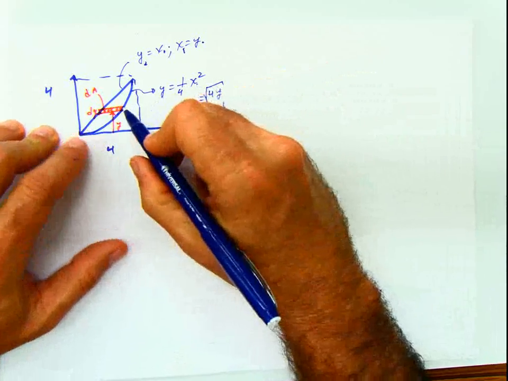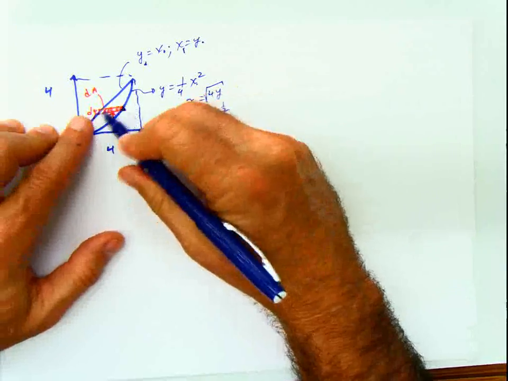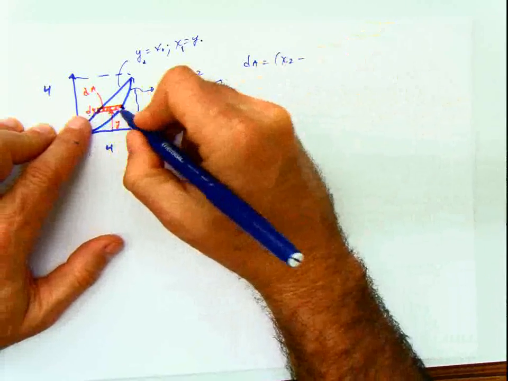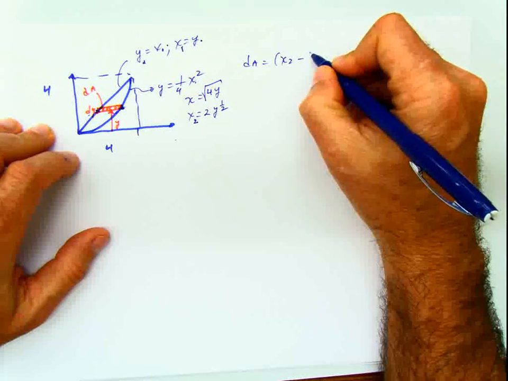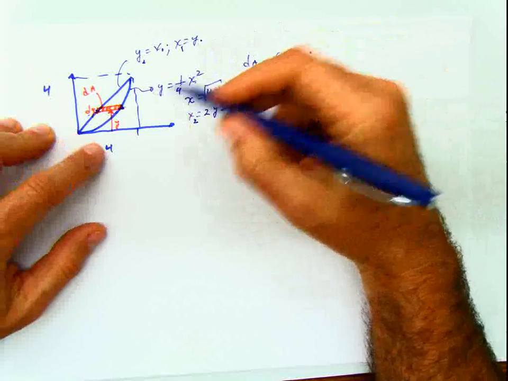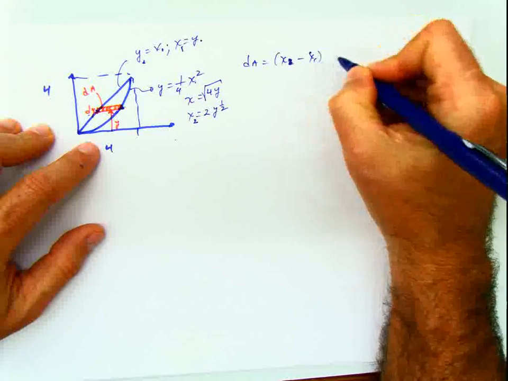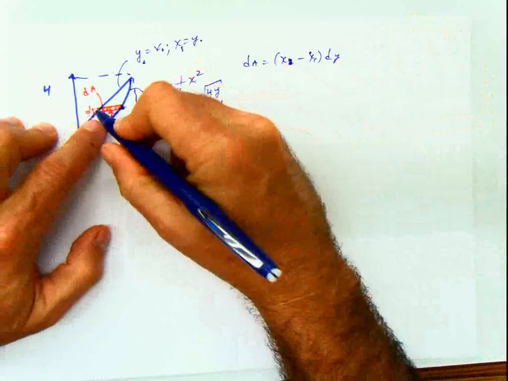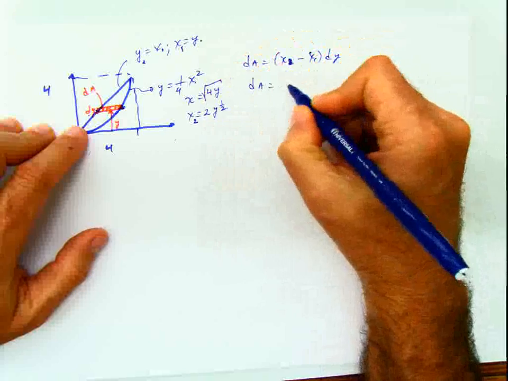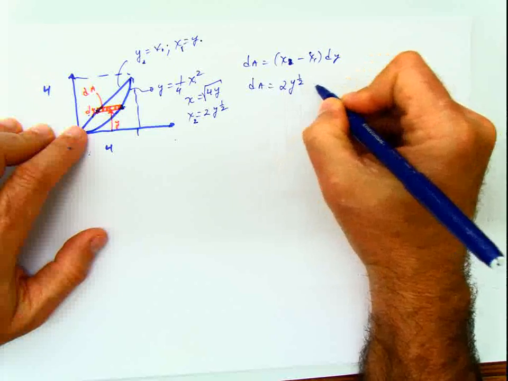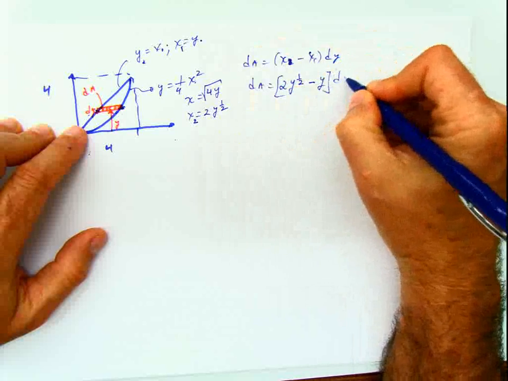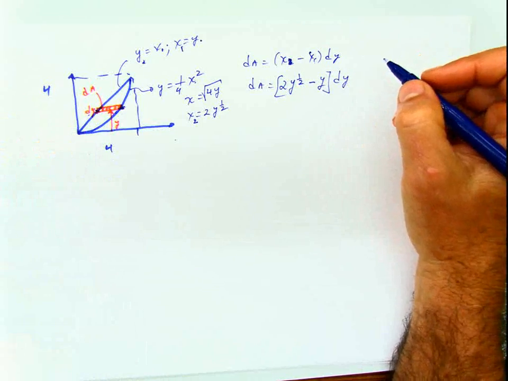So my differential of area is going to be this x2 minus this x1, x2 minus x1 dy, but x2 is this value, so my differential of area is going to be 2 times y to the 1/2 minus x1, which is y, and everything is going to be multiplied by dy. That's my differential of area.